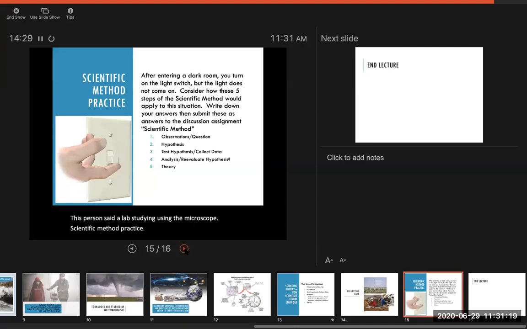So in order to test your own understanding of the scientific method, I'd like you to imagine this scenario and work your way through it using the steps of the scientific method that we have just discussed. After entering a dark room, you turn on the light switch, but the light does not come on. Consider how these 5 steps of the scientific method would apply to this situation. Write down your answer and submit these answers to the discussion assignment, Scientific Method, which you can find on Canvas.